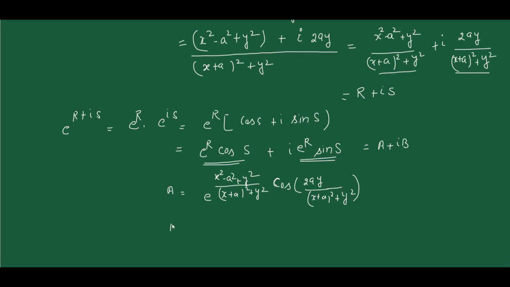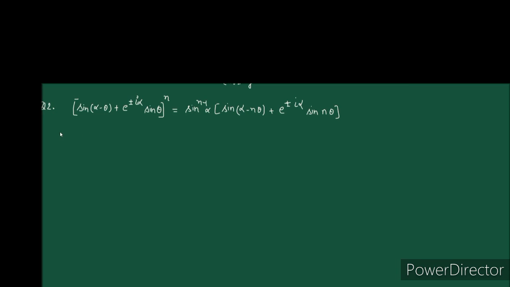Okay, and what will be b here? B is e raised to power r, where r is x square minus a square plus y square divided by x plus a whole square plus y square, and then sine of s, and s is 2ay over x plus a whole square plus y square. So this is the representation of the given question in the form a plus iota b. It means we have separated the real and imaginary parts. Okay students, so let's move to question number 2.